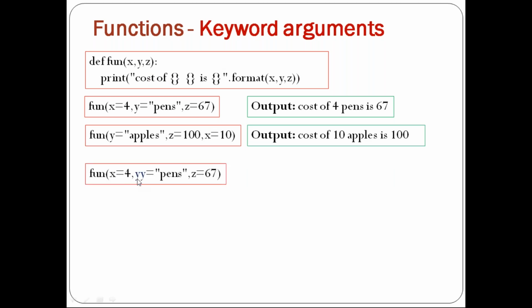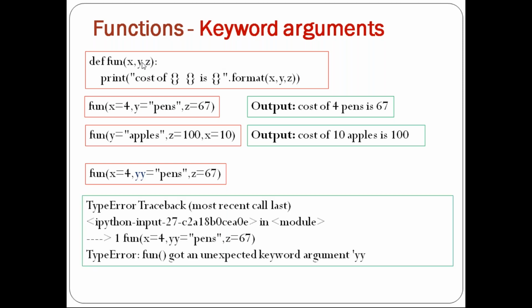And let us say x equal to 4, y equal to 10 and z equal to 6 to 7. See here, while calling the function by using keyword arguments, we must ensure that all the keywords which are used while calling the function should match with all the formal variables. See here, x is matched, but y is a keyword and y is the formal argument. That's why there is a mismatch between the keyword and the formal argument. That's why we'll be getting the error message.